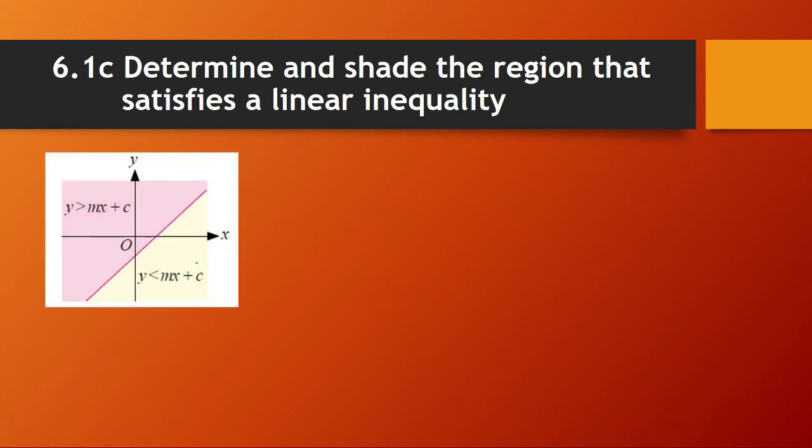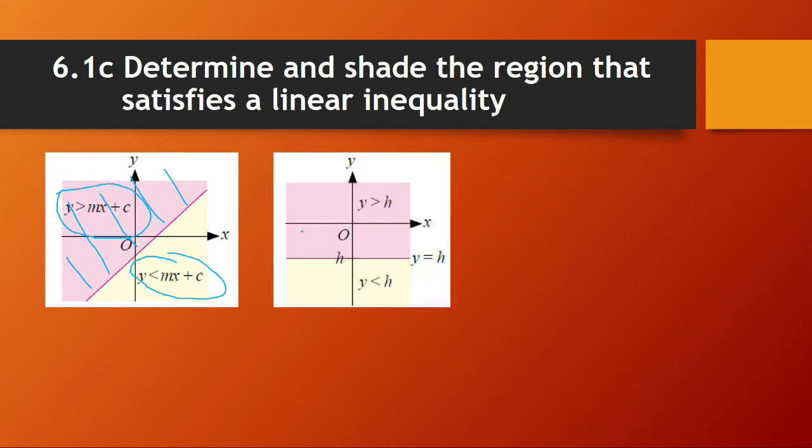Okay, for this equation here, you've got to remember before we shade the region, this is y is equal to mx plus c. So if it is on top of the line, it represents y is greater than mx plus c. If it is at the bottom, then it represents y is less than mx plus c. Then if this line here is representing y equal to h, this part will be y greater than h, and the one at the bottom, less than h.